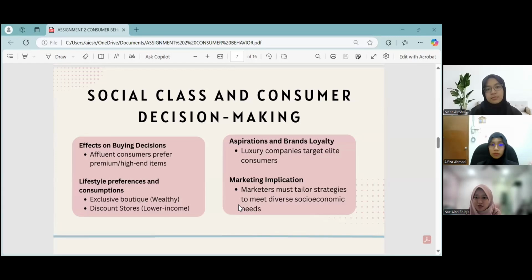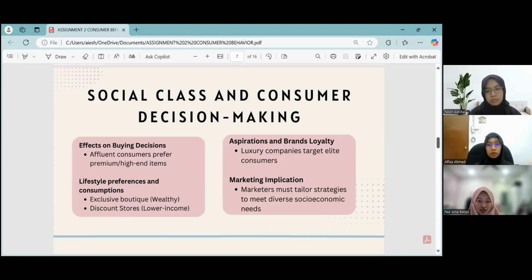And for now, I'll be presenting social class and consumer decision making. Social class significantly affects behavioral patterns in consumption, brand preference, and purchase decisions. Let's start with the effect of social class on buying decisions. Different income groups have varying priorities when making purchases.